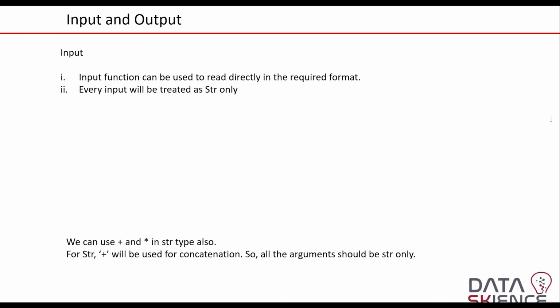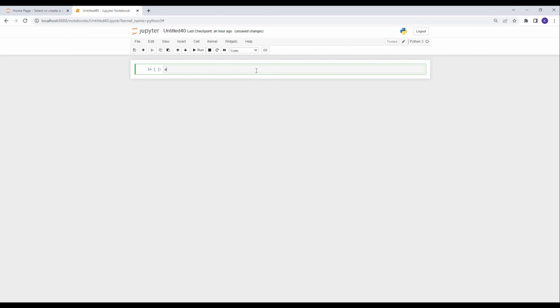For string, plus will be used for concatenation. So, all the arguments should be string only. Let us look at some examples. Let us input a value using the keyboard and store it in the variable a. Type of a will be string.